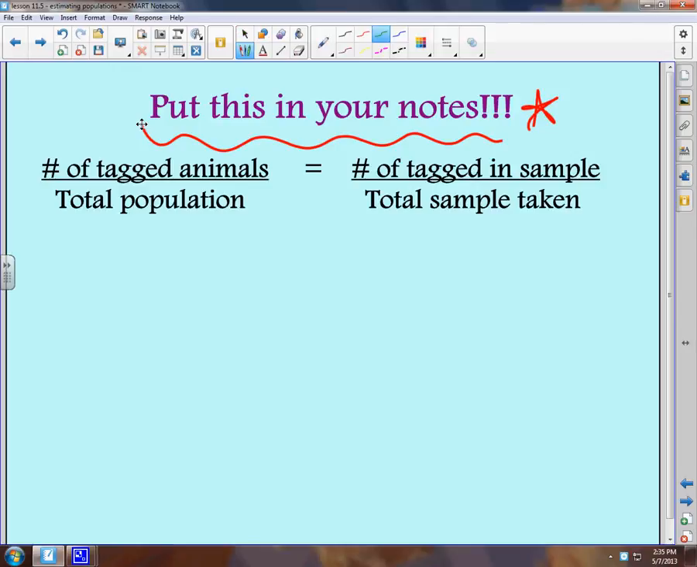All right, so the number of tagged animals divided by the total population equals the number of tagged in a sample over the total sample taken. So here is how you do this.